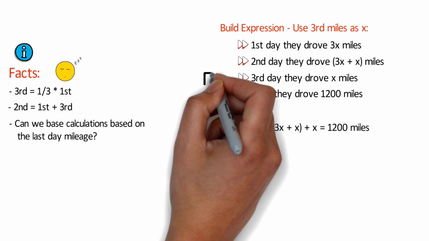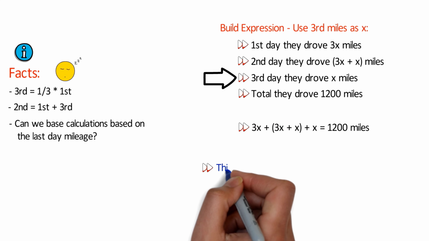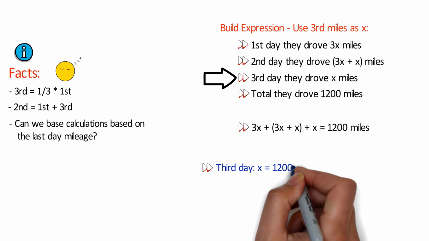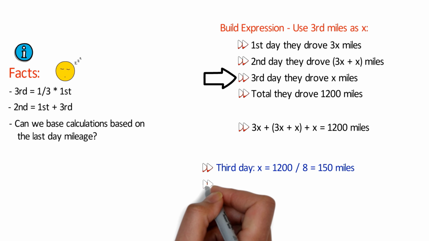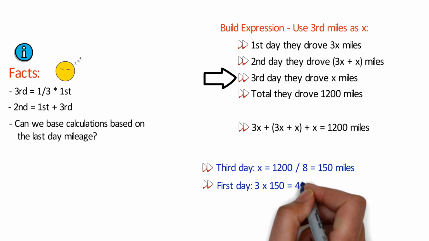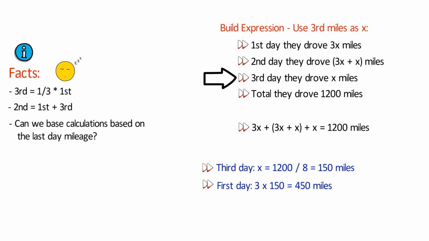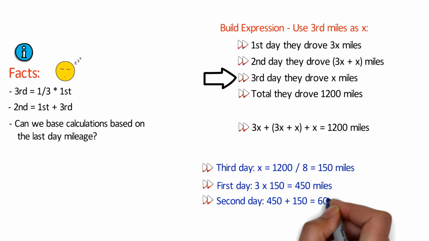Let's do the calculation for x, which also represents the third day. x equals 1,200 divided by 8, which is 150 miles. And this is how many miles they drove on the third day. On the first day then, they drove 3 multiplied by 150, which is the equivalent of 450 miles. And on the second day, they drove 450 plus 150 equals 600 miles.